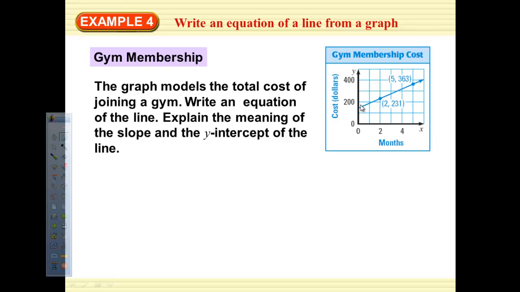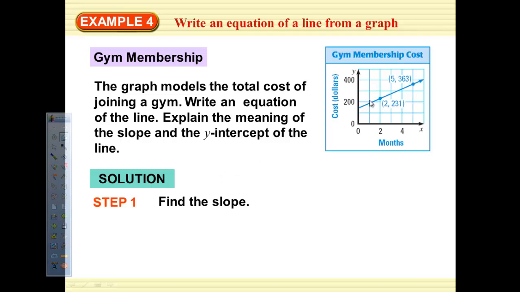So basically, if we look at where it crosses the y-axis, that should be the initial cost, how much it costs just to join the gym. The slope is going to end up telling us what the monthly cost is. So we have a variable cost and a fixed cost, and we'll talk about that more in a little bit. But let's look at the equation of the line. Again, I'm going to go through this pretty quick.